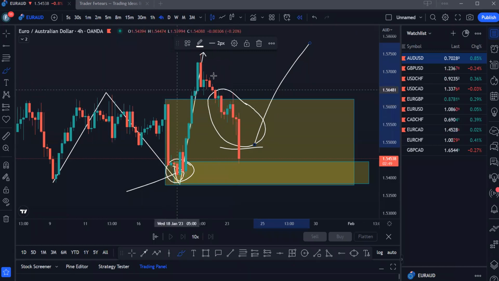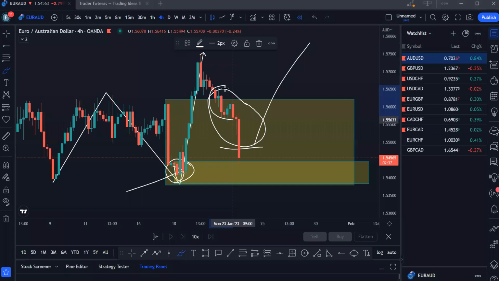So at the point of mitigation of that range, by mitigation, I mean the first candle that hits that zone, from that first candle that hits that zone, I'm looking for liquidation on the lower time frame. And then when price has taken out liquidity, I'll be looking for entries in that range.